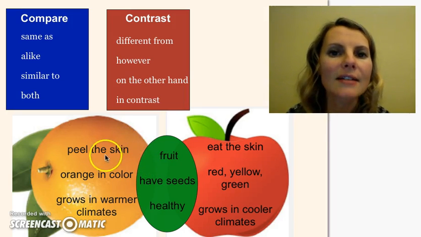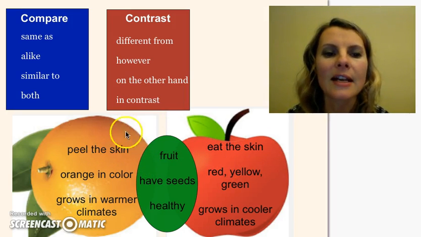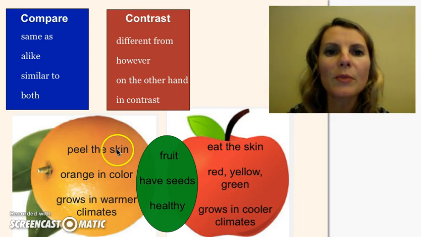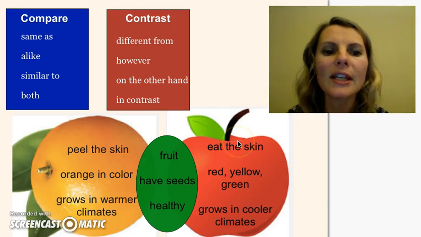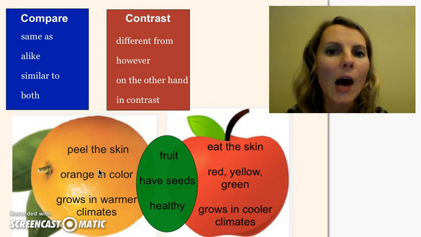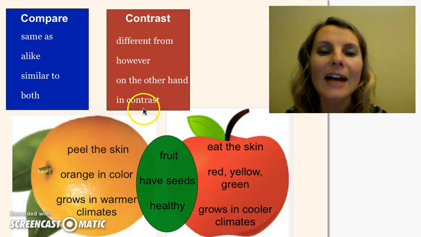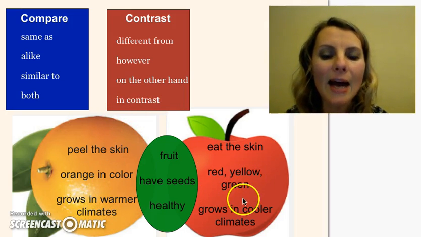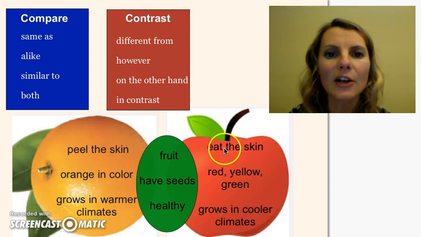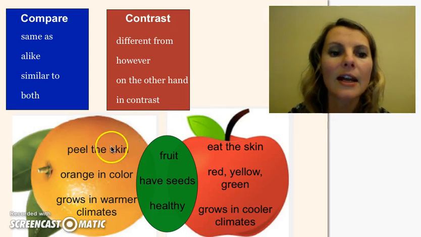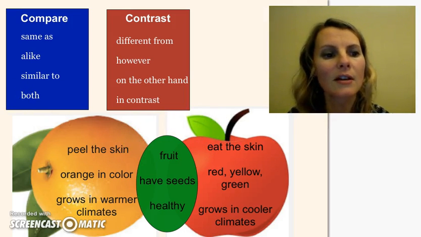If we want to contrast an orange and an apple, we go to the outsides, and we say that an orange is different from an apple because you peel the skin, and in an apple you can eat the skin. An orange is actually orange in color. However, an apple is red, yellow, and green. An orange grows in warmer climates. In contrast, an apple grows in cooler climates. So that's how you can use a Venn diagram to compare and contrast things like oranges and apples.